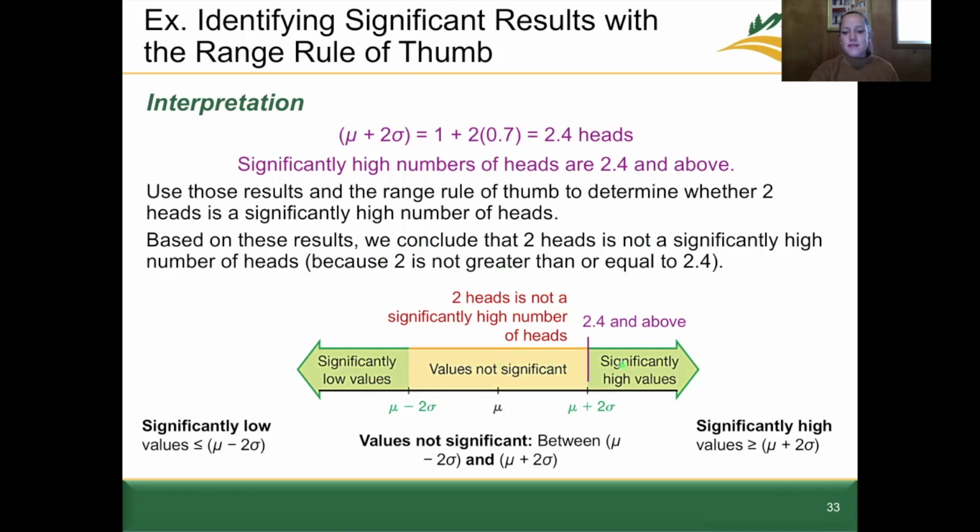So going back to this figure, we have 2.4 and above is significantly high, then 2 would fall in this range here. We know it falls in this range here because our mu value is 1, so it's going to be between 1 and 2.4. So this was determining significance with this range rule of thumb.